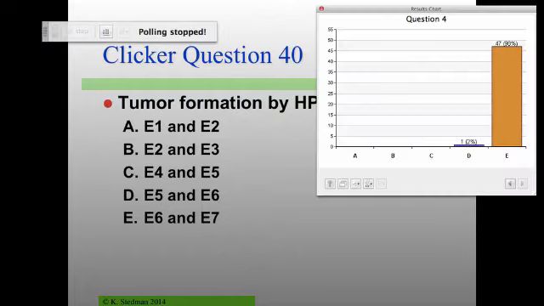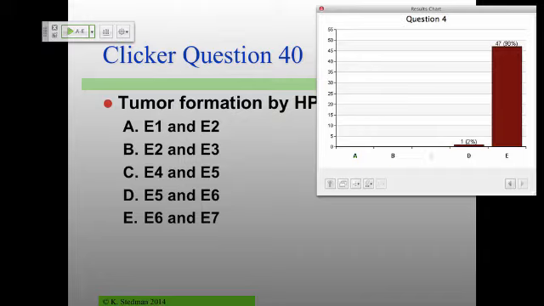Yes, you can obviously go back and read your notes from last time. It is E, that's correct. It is E6 and E7. We'll talk about that towards the end of today's review once we get there.